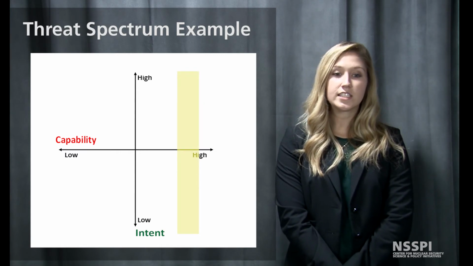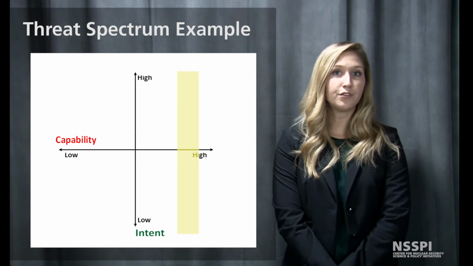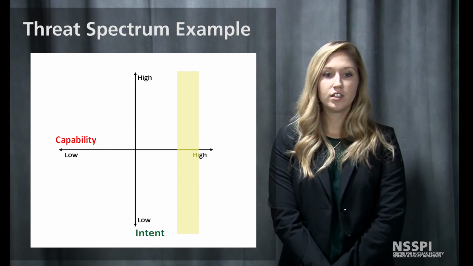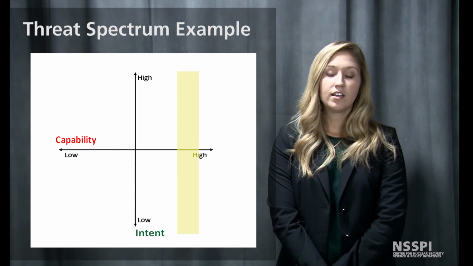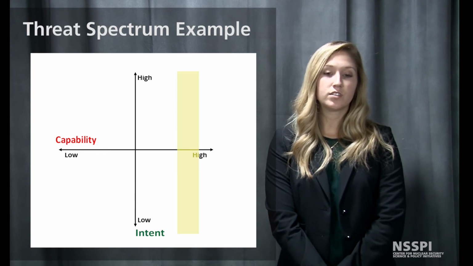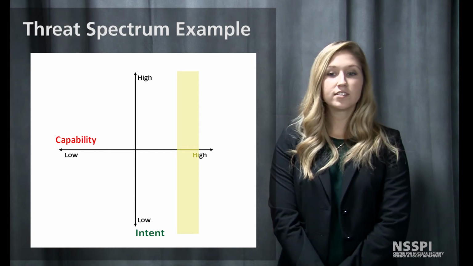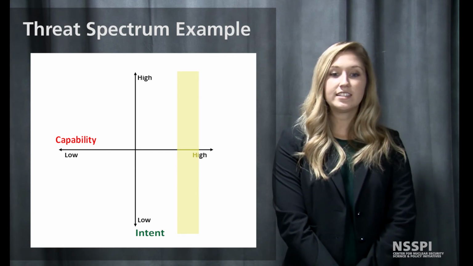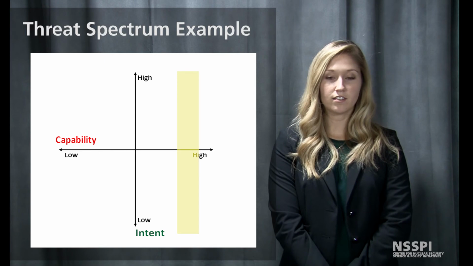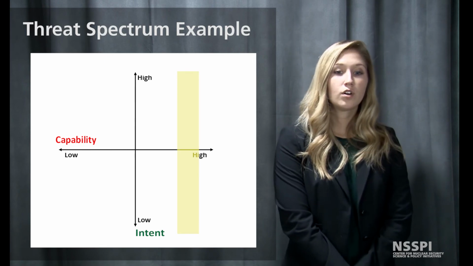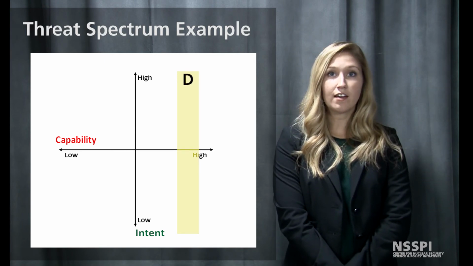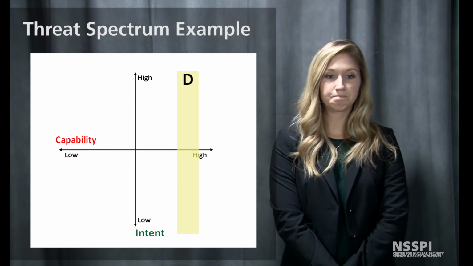Now let's analyze its intent. Its intent might be different in regards to each country. So for country D, they have the highest intent towards country D. It's a bordering country, there are cells located in country D, and it's easy to access to attack country D. So country D will have this adversary highest on the spectrum.